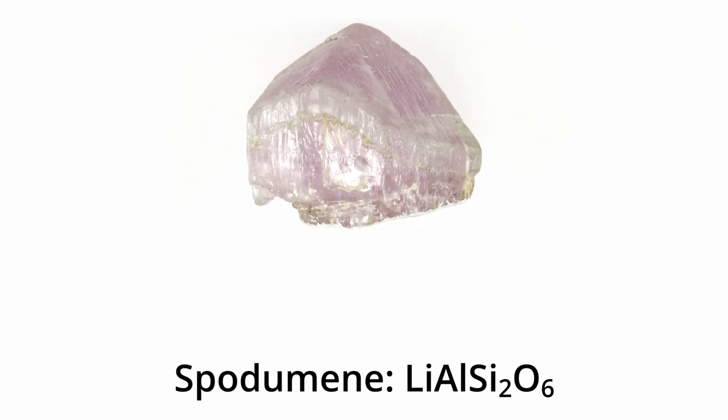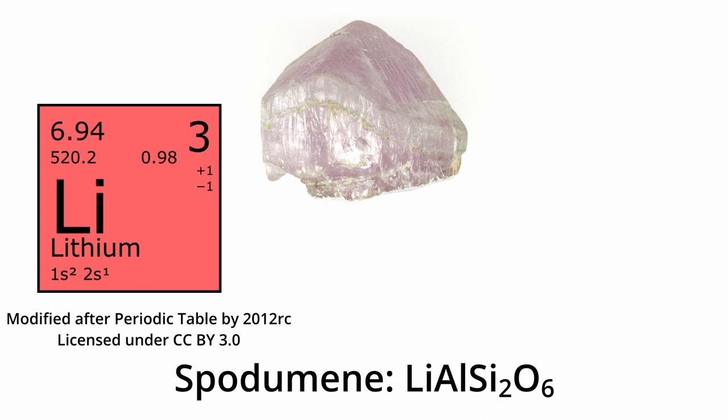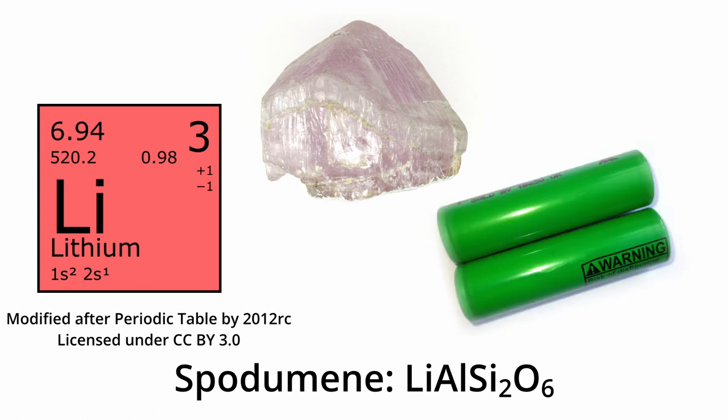Spodumene is an important ore mineral for the critical element lithium, which is used to make the lithium-ion batteries found in phones, cameras, and electric vehicles.